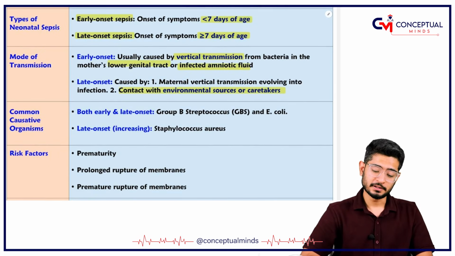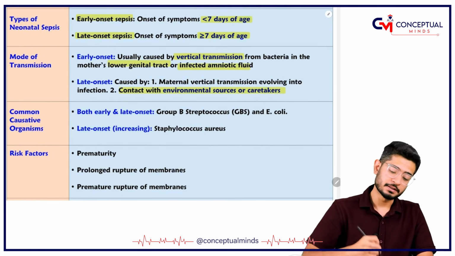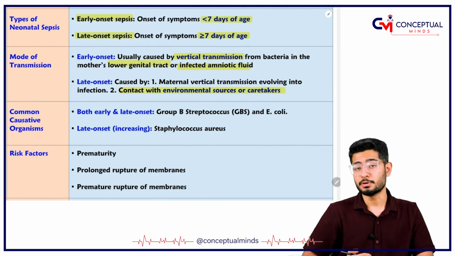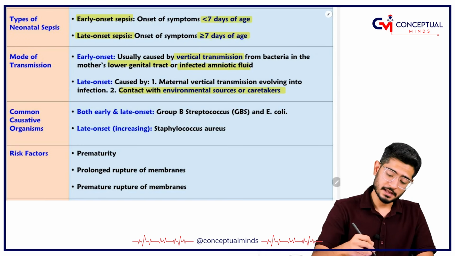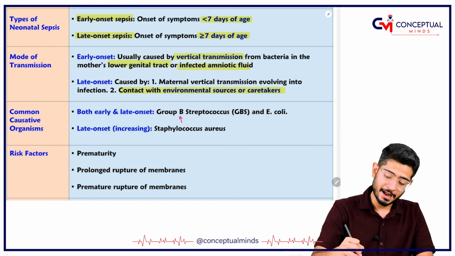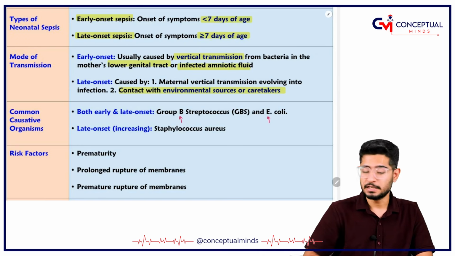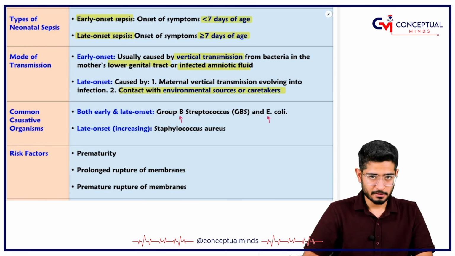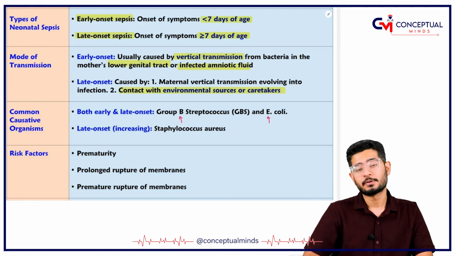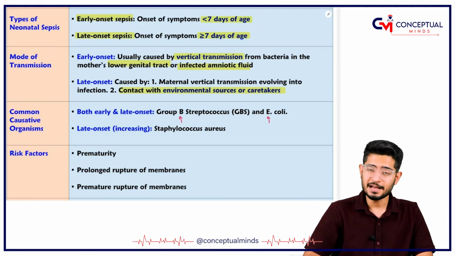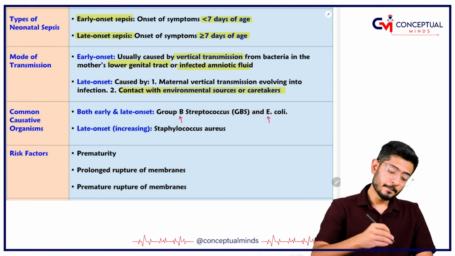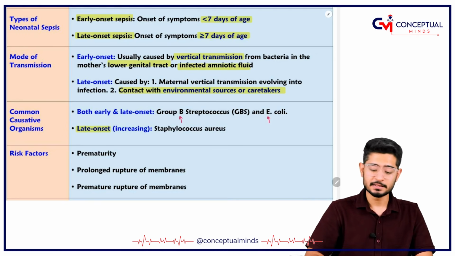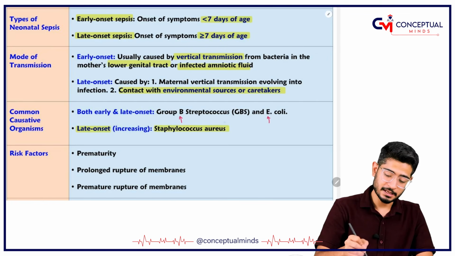So the most important thing, please understand that in early onset the most common causative agent is group B streptococcus and E, E for E. coli. Okay, so group B streptococcus and E. coli, both of them are responsible for causing both the early as well as the late onset. But nowadays there are increasing incidents that in late onset Staph aureus is also increasing.